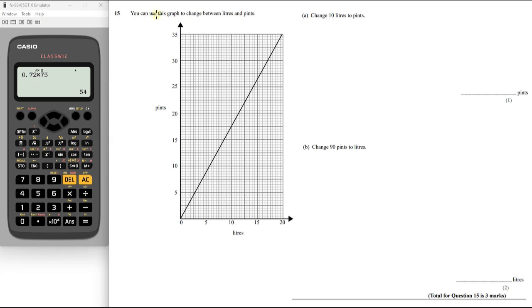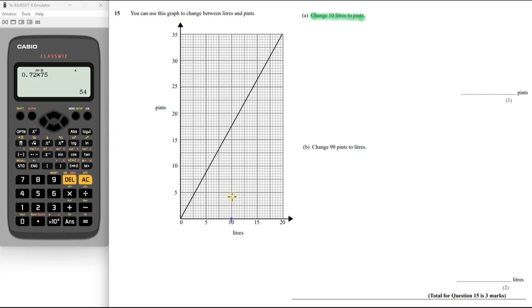Question 15. You can use this graph to change between litres and pints. So we've got litres on the x-axis and pints on the y-axis. Part A, we need to change 10 litres to pints. So we're going from litres to pints. So if we look at litres, that's on the x-axis. Now 10 litres is this point here.